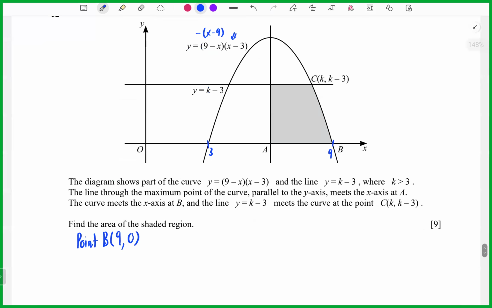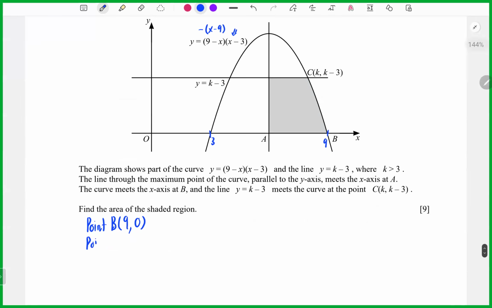For A, we can take 6. Why is 6? Because you see here it is 9, here it is 3, because this line is actually the axis of symmetry. Now we have already found the points A and B, right? So now we can find the point C.